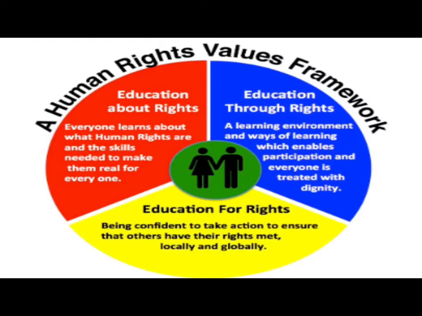This human rights values framework is a starting point for developing a rights-based educational ethos in any school. First of all, it looks at how we ourselves become educated about rights and how we standardize that understanding within our school environment. Then it looks at a learning environment that encapsulates rights as the basis of the educational delivery. And then it looks at how we as responsible citizens put that out into our wider environment, locally and globally.